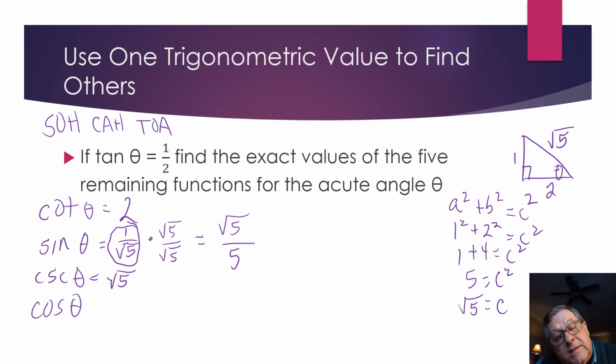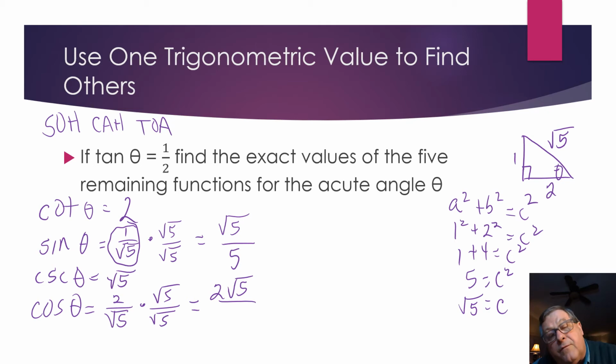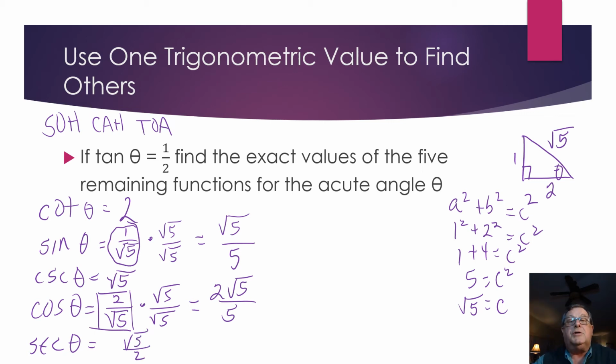Now, how about the cosine? The cosine of theta is the adjacent side, which is 2, over the hypotenuse, the square root of 5. Again, I need to rationalize the radical by multiplying by the square root of 5 over square root of 5. So the cosine is 2 times the square root of 5 over square root of 5 times square root of 5, which is 5. Last up is the secant, which is the reciprocal of the cosine, and I can use that particular value right there, so my secant is the square root of 5 over 2.